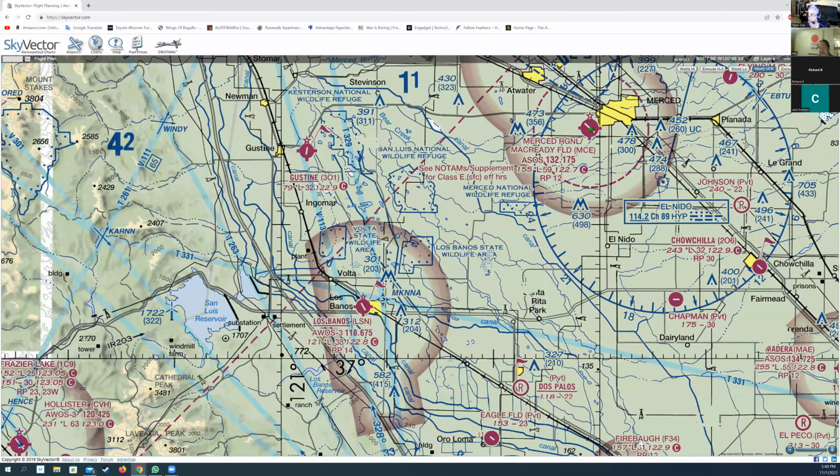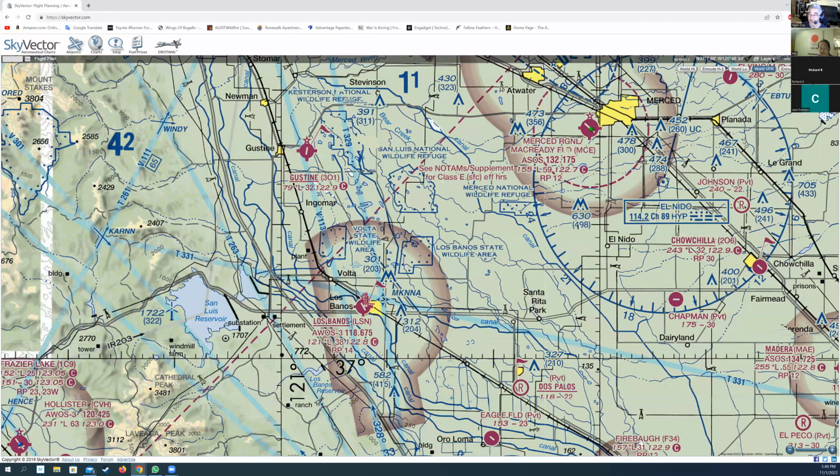Now, pop quiz. How high does E extend above Guston Airport? There's sort of a magic number that everybody always throws around. Have you ever heard 17,999? No? Okay. So Class E airspace goes from the top of G to 17,999.